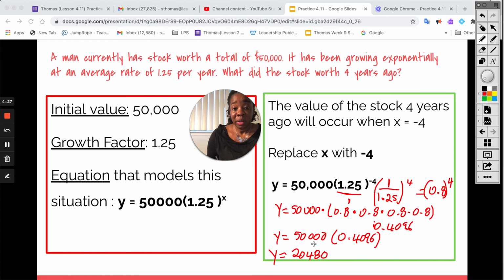What does that mean? It means that 4 years ago the stock was worth 20,480, and currently it values 50,000. So you're seeing that there was a rapid increase or gain, an exponential gain in how the stock grew.